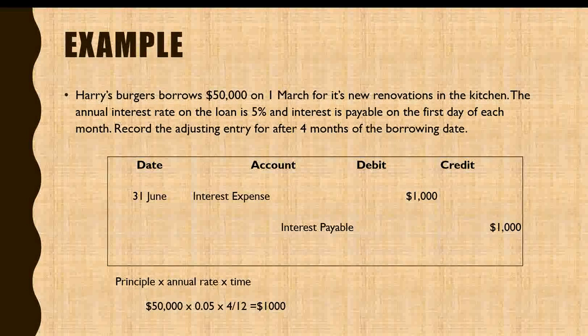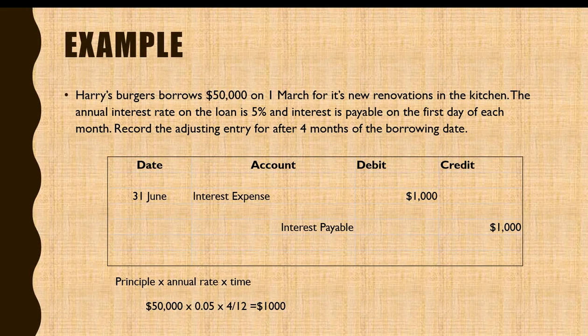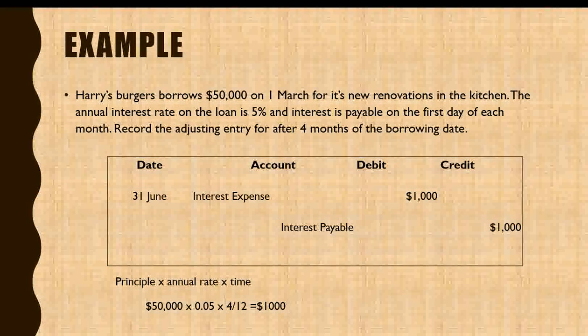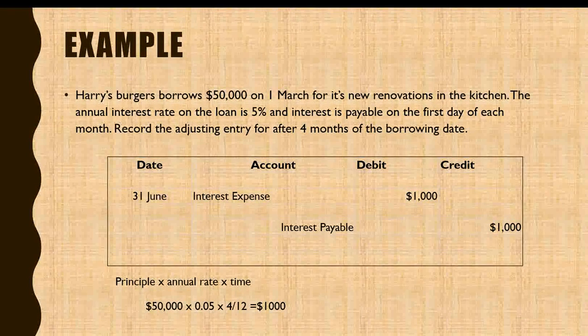To work this out, we use the simple formula of principal times annual rate times time. Our principal here is $50,000. The annual rate is 5% and the time that has passed is 4 months. Therefore, if you plug it into the formula, we get $1,000. So $1,000 interest expense and $1,000 for interest payable.